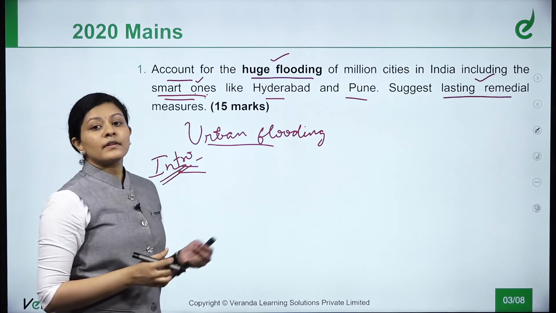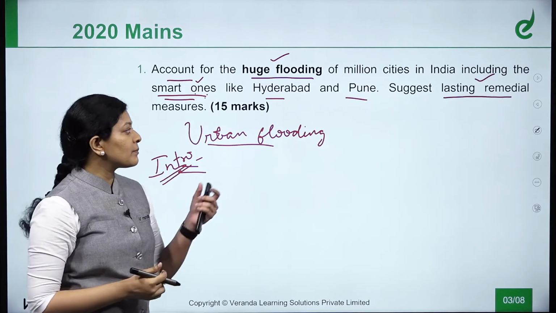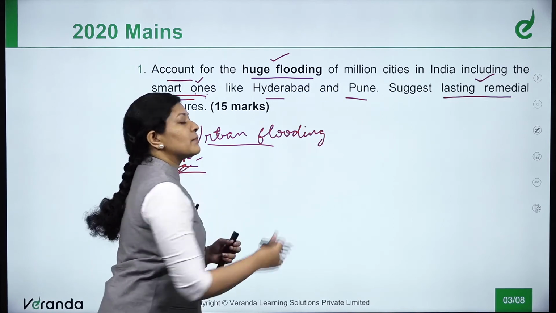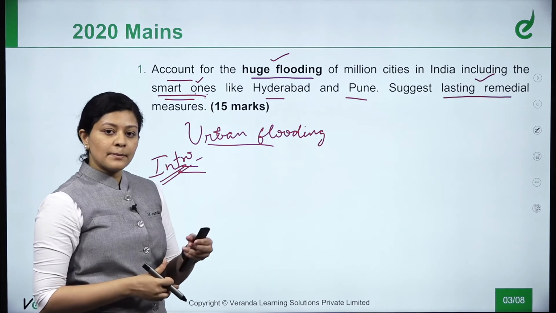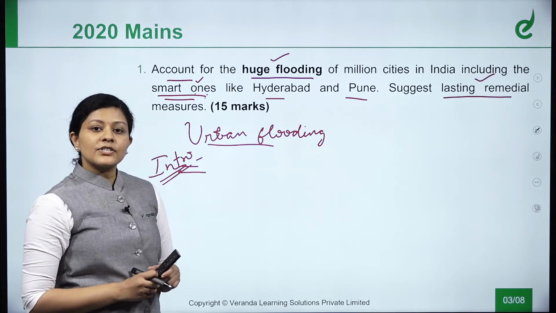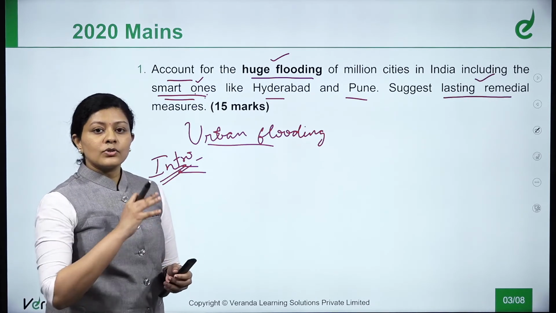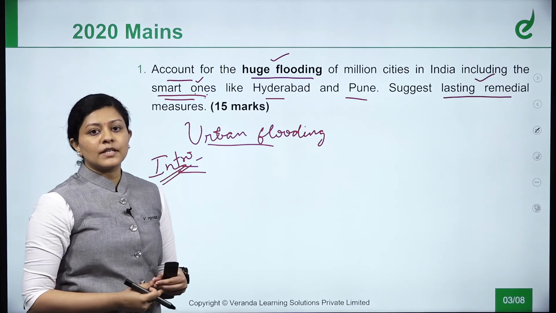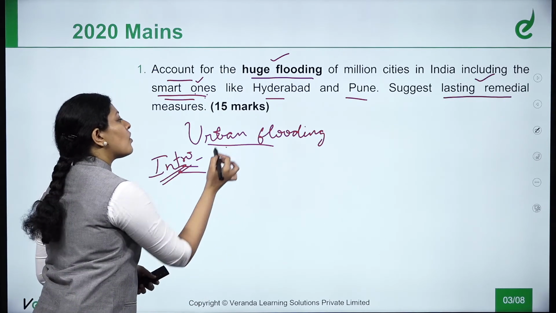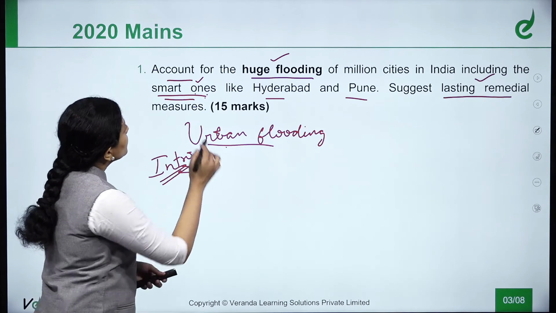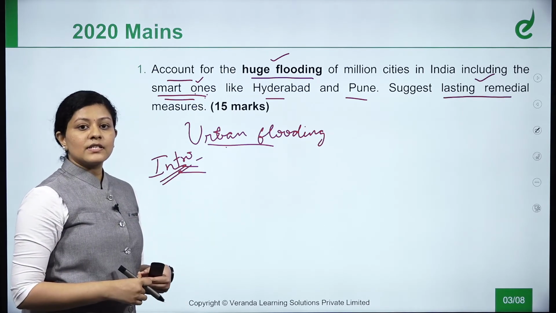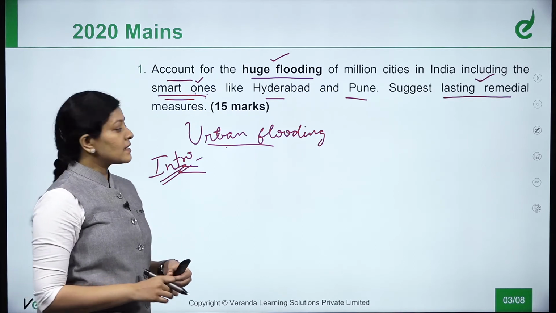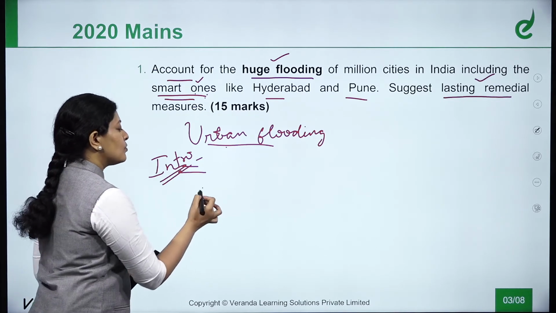We can say what cities were recently affected by urban flooding, except Pune and Hyderabad. We can say climate change has its impact along with rapid urbanization and unplanned urbanization. Maybe those two points can be used as the introduction, and then you can talk about the causes of urban flooding: unplanned city construction, lack of a drainage system and encroachment on wetlands. All these things can be related to causes.